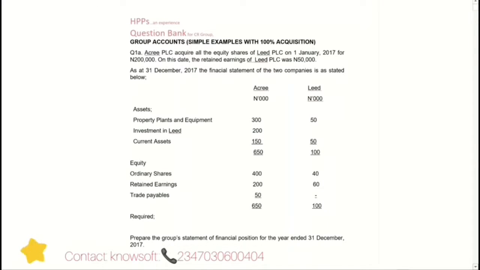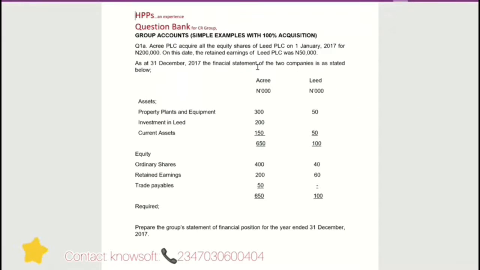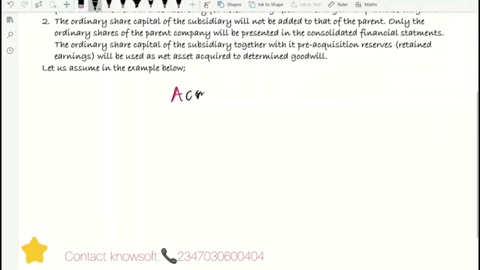Assume that in the example we are looking at now, there is a company that has acquired 100% holding of a subsidiary. In this case, we do not have any non-controlling interest. The company here is 100% under the control of the parent company. So the name of the company will come in first, called Acri PLC.